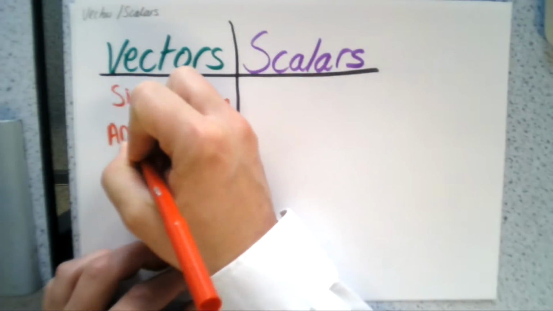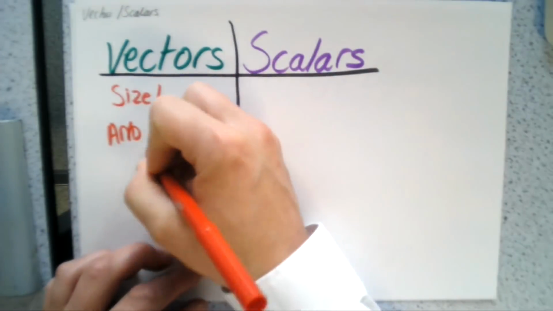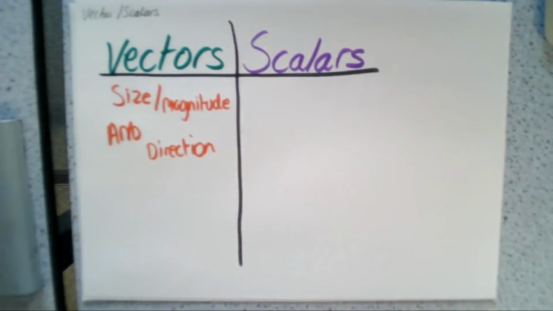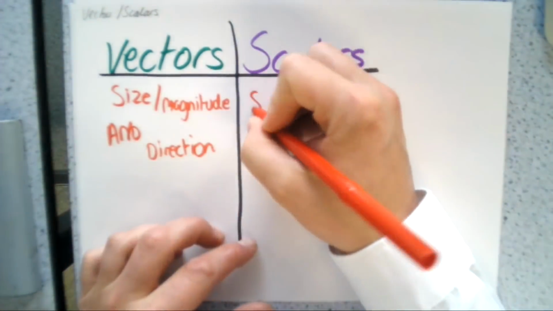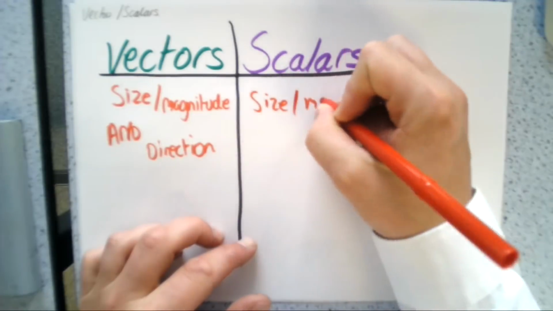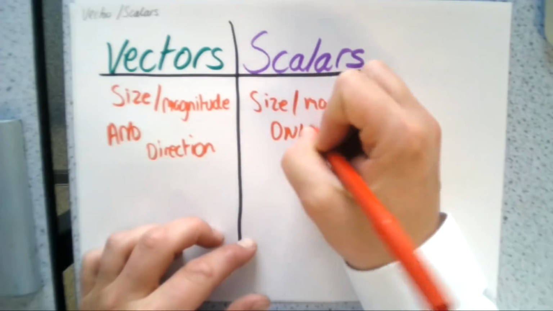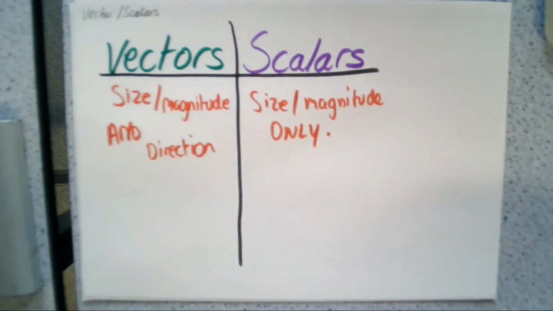and direction. Okay, whereas a scalar has a size or magnitude only. So we must remember anything that is a vector measurement that we're using will always have a size and will always have a direction.